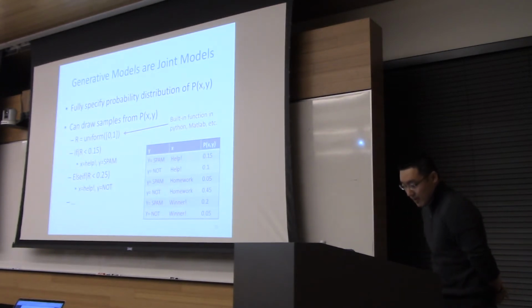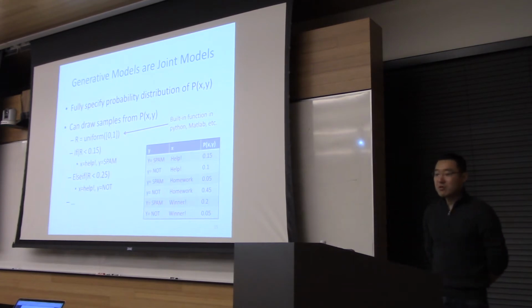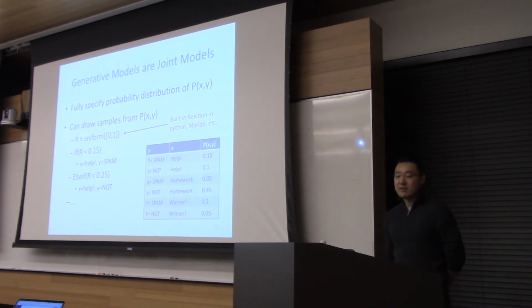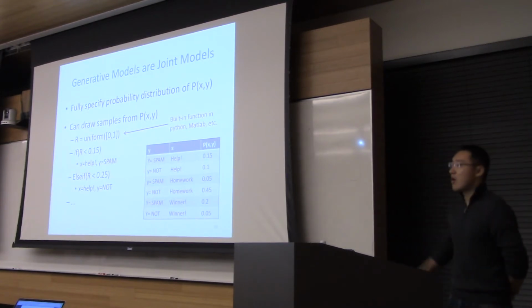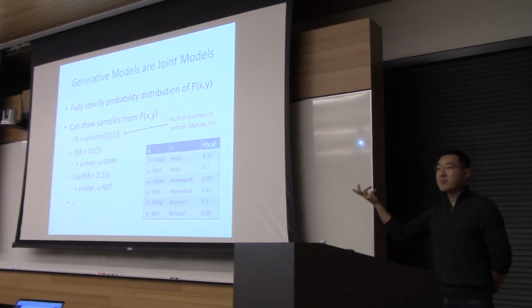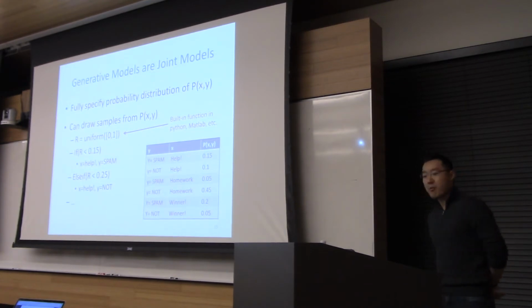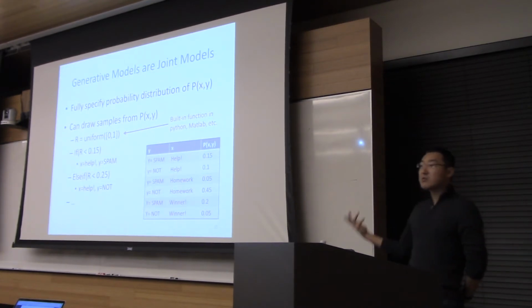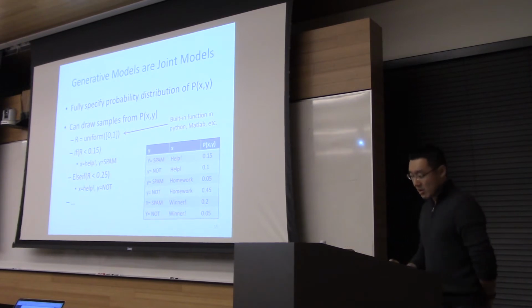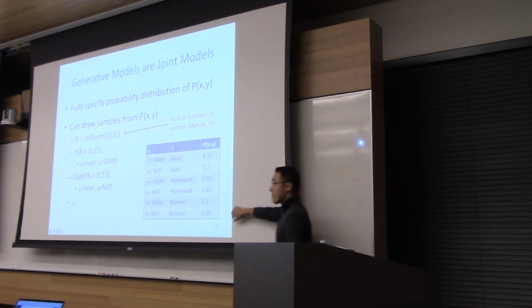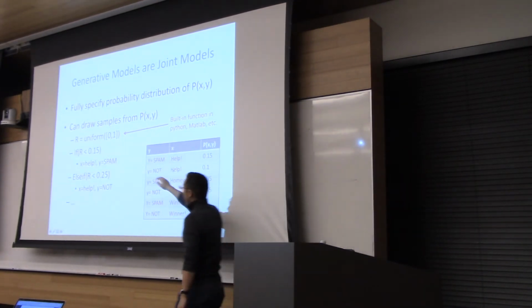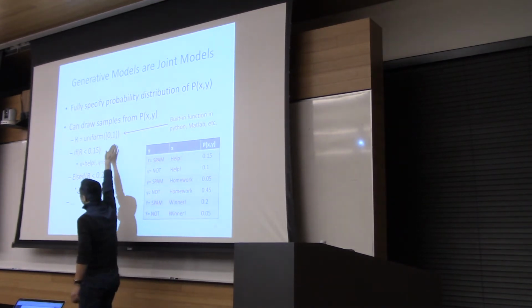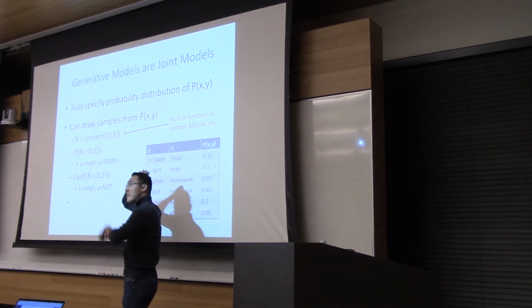Because generative models are joint models of x comma y, or in the unsupervised case just x, they fully specify a probability distribution over all the things that define a data point, which in the supervised case is x comma y, and so you can actually generate new data points. Here's one really simple example. For this very simple model, we're just going to have a random variable that's drawn uniformly between 0 and 1. It's called rand in Python.